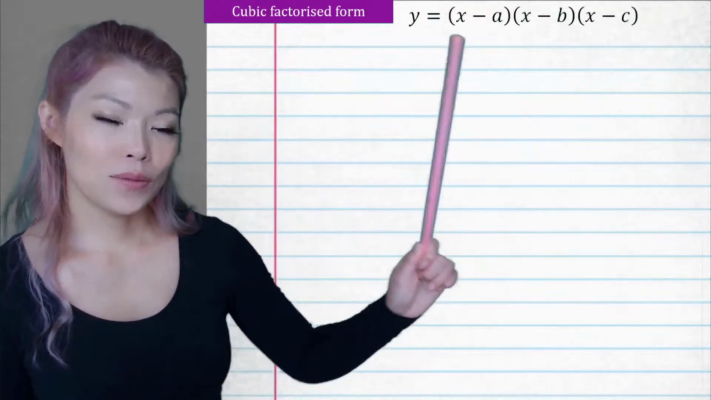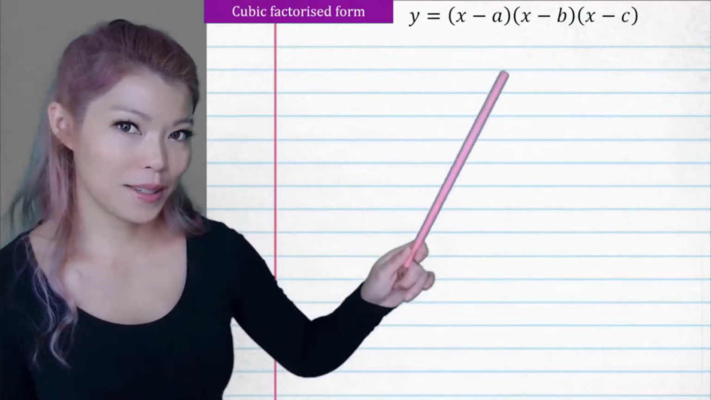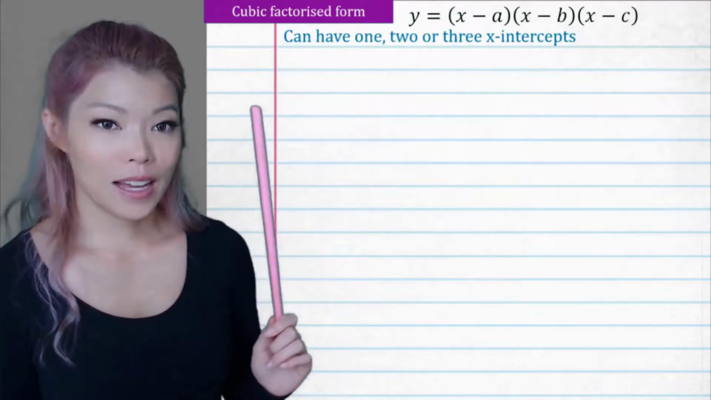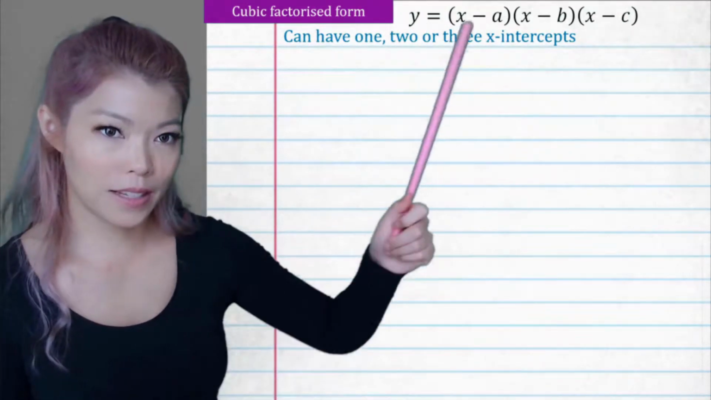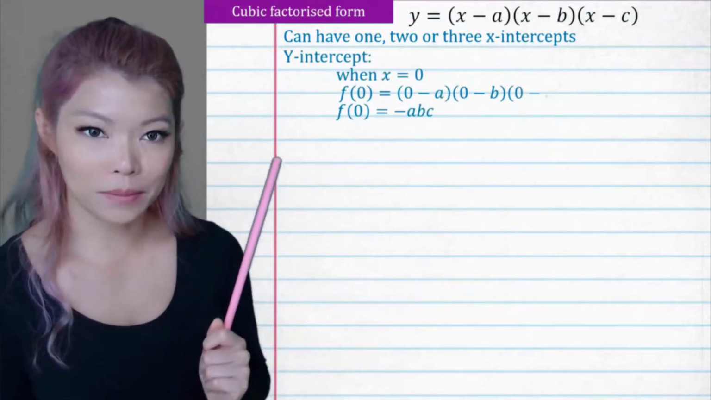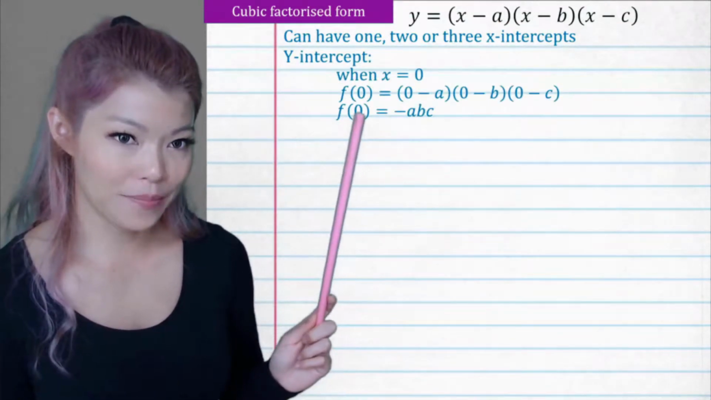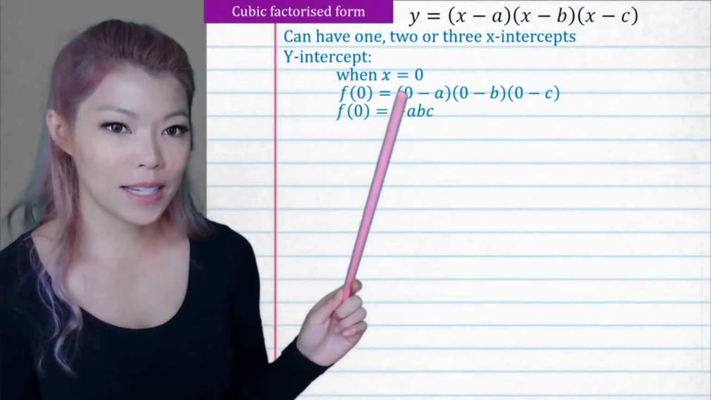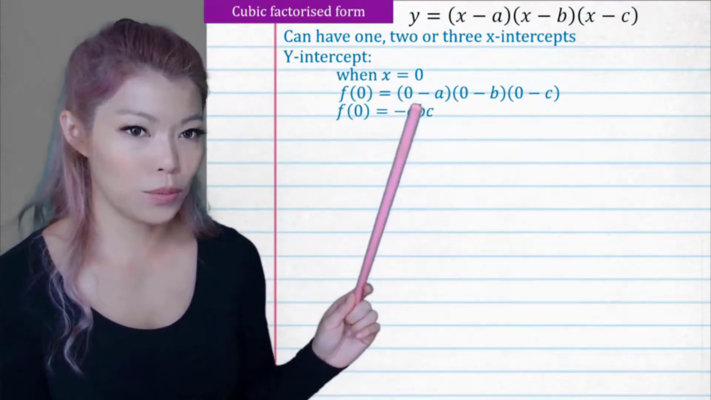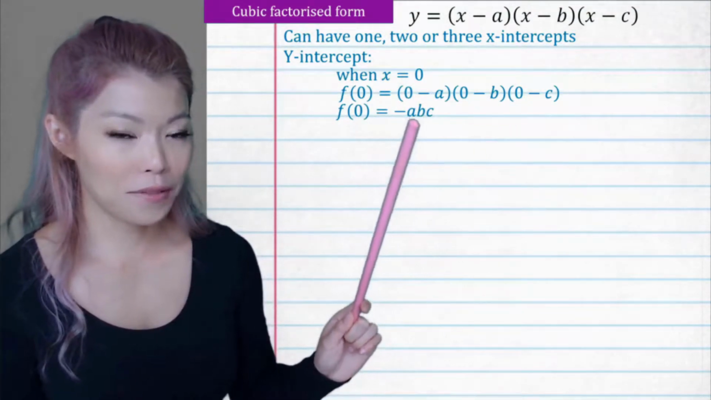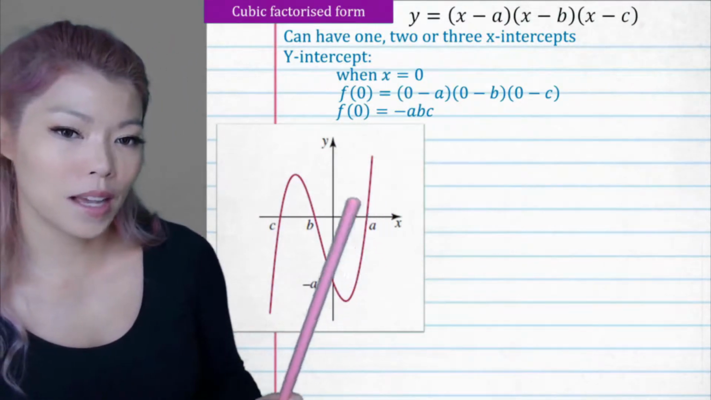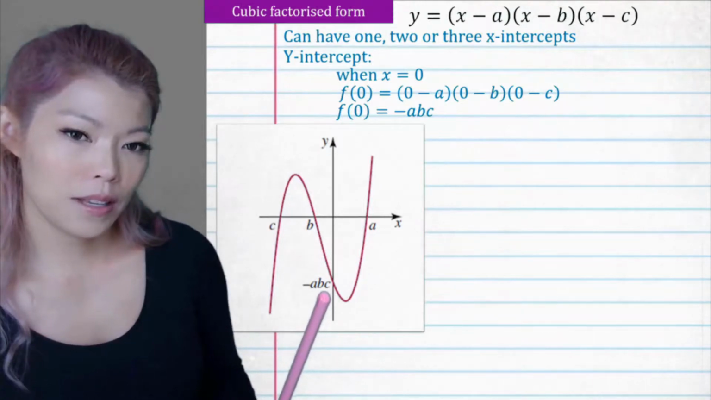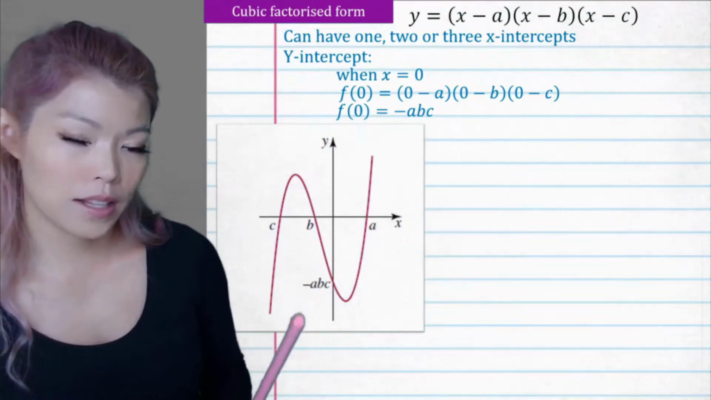So the factorized form looks like that. 3 factors because it's a cubic. And you can have 1, 2, or 3 intercepts. But in this scenario, we'll have 3 intercepts, depending on what A, B, and C are. Now we notice that the y-intercept, when x equals 0, will be just negative ABC. So here's a graph to describe that. So you'll have 3 intercepts, A, B, C, and the y-intercept is whatever the 3 numbers are multiplied together, and it's negative.